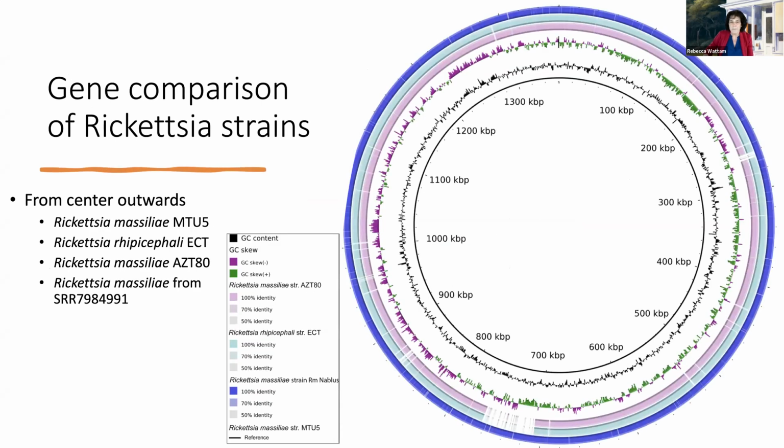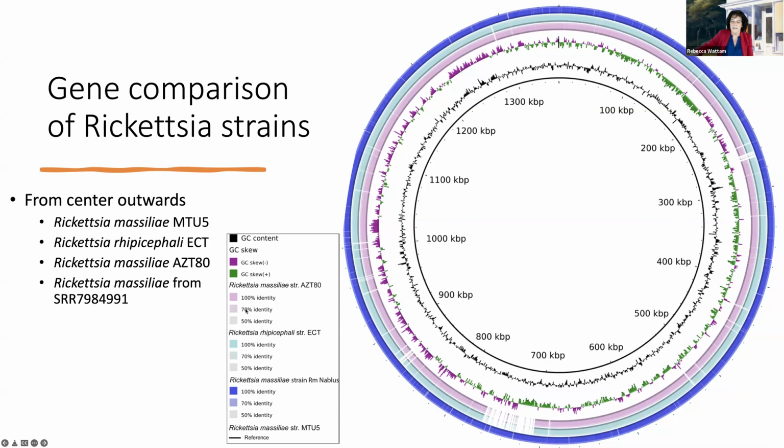And then they did gene comparisons, not just of Rickettsia strains, but of everything that they found. And they used something called BRIG. This is a little hard to digest, but for those of you who are familiar with it, you'll get it faster than I did. GC content, and then the next ring in is GC skew, showing the forward and reverse strand. And then each of these with colors are different strains that they were comparing to the reference strain, which was this MTU5 strain. Each of these, the darker color indicates 100% identity across the genes.